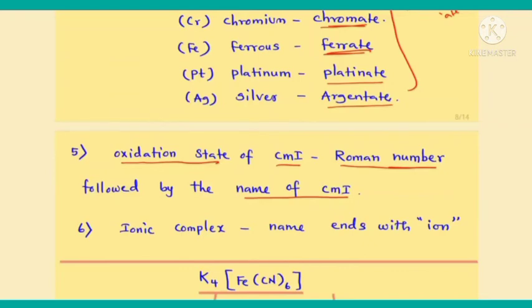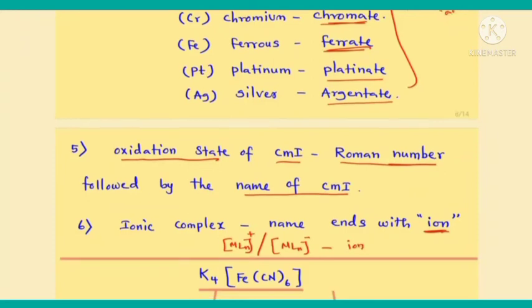Suppose a complex salt is charged, or you have only an ionic complex, either cationic or anionic, the name of that complex should end with ion. If you have a complex with a metal and ligands carrying some positive charge, or some negative charge, then the names of these kinds of complexes end with ion. So these are the various rules we have to follow while naming complex compounds.